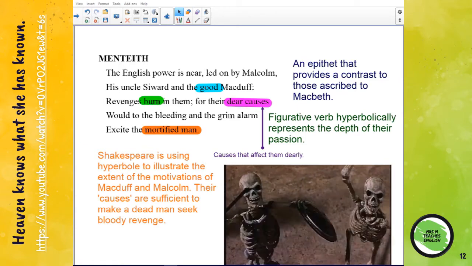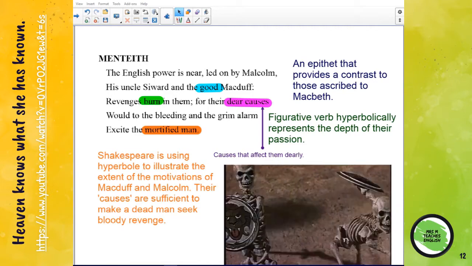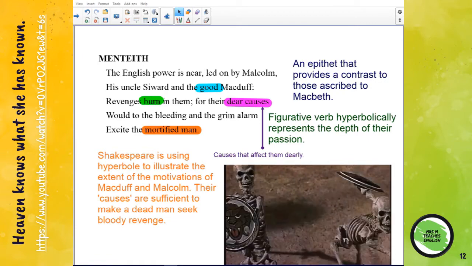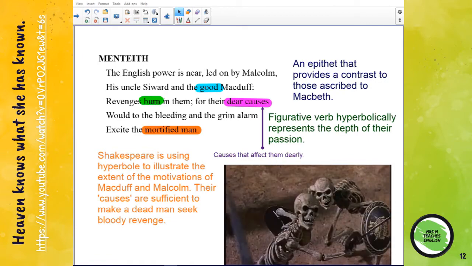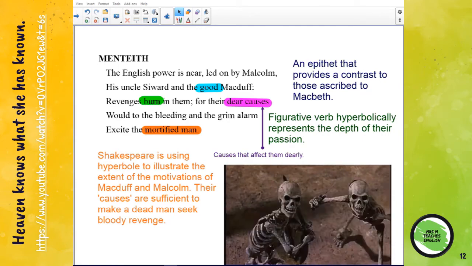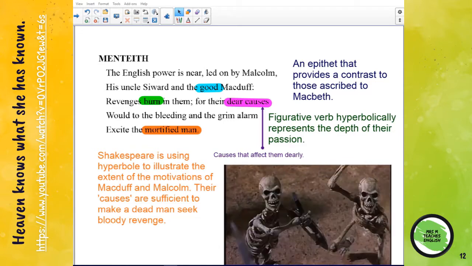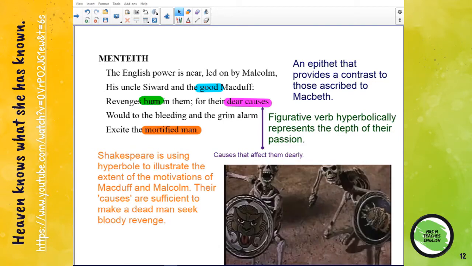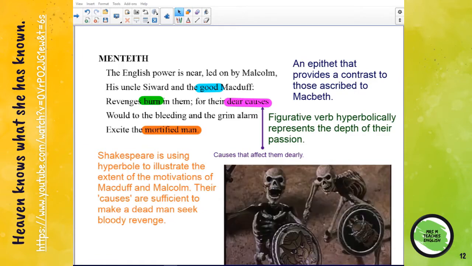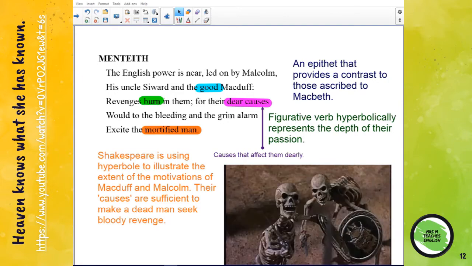Also, we have a reference, a hyperbolic reference, to the kind of feelings exhibited by Macduff, Malcolm, etc. "Revenges burn in them," and that metaphorical use of the verb burn really gives a sense of the passion and the depth of feeling exhibited by Macduff and Malcolm, given the murders of their respective families. And this is made even more clear through the fact that "their dear causes would to the bleeding and the grim alarm excite the mortified man." In other words, they have causes that affect them dearly.